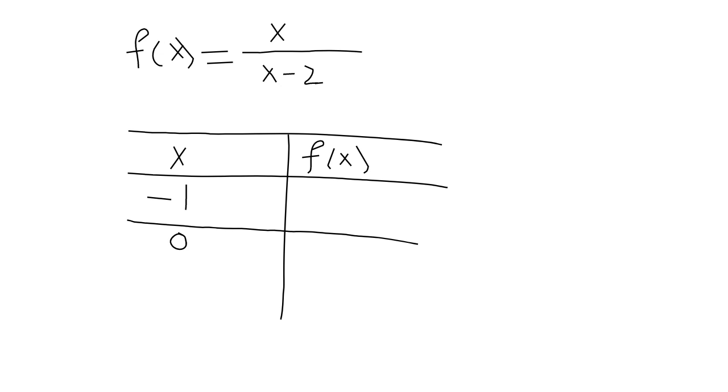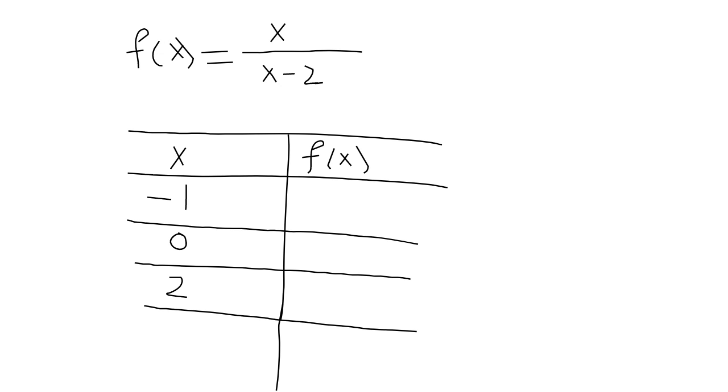x values: minus 1, 0, 2, 3. I want f of x at these values of x. The first one, minus 1: minus 1 over minus 1 minus 2, which is minus 1 over minus 3, so 1 over 3. Second one is 0. At 0, 0 over 0 minus 2, 0 over minus 2, is 0.